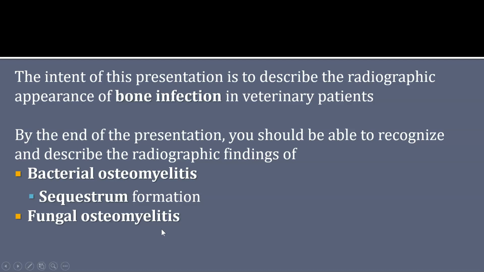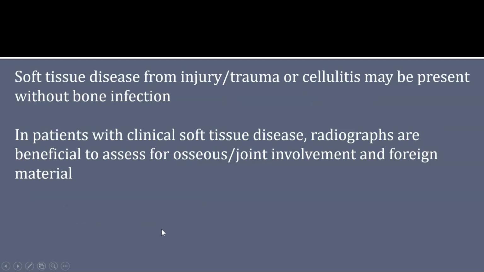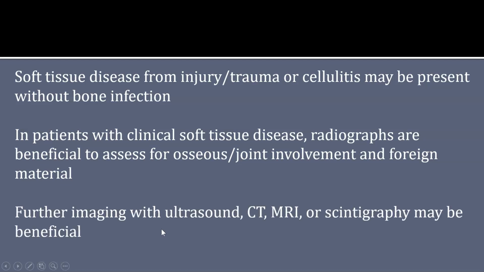And we're also going to talk about something called sequestration formation that is predominantly seen with bacterial osteomyelitis. Soft tissue disease from injury or trauma or inflammation, cellulitis, may be present without bone infection, but in patients with clinical soft tissue disease, radiographs are beneficial to assess for any osseous or joint involvement, as well as to assess for foreign material, and should be considered, especially if the patient has had chronic soft tissue swelling or discharge. In addition to radiographs, further imaging with ultrasound, CT, MRI, or even scintigraphy may be beneficial.